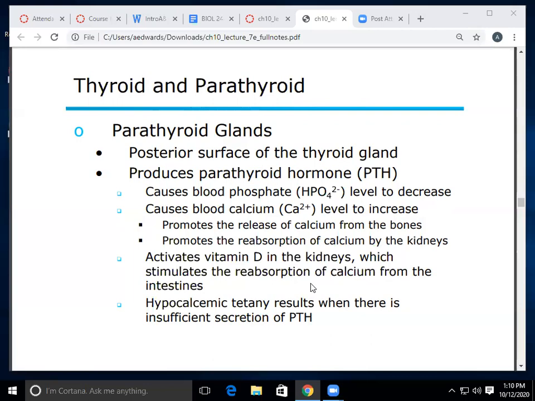A medical condition related to this is hypocalcemic tetany. This happens when you get insufficient secretion of parathyroid hormone. The name should kind of make sense, at least the hypocalcemic part, because if you have insufficient secretion of parathyroid hormone, that inhibits your ability to increase blood calcium levels, which means they're going to go down, which means you are hypo for calcium. Okay.